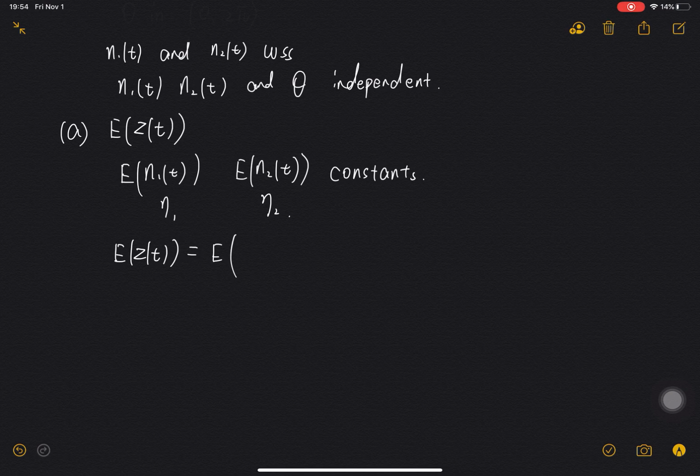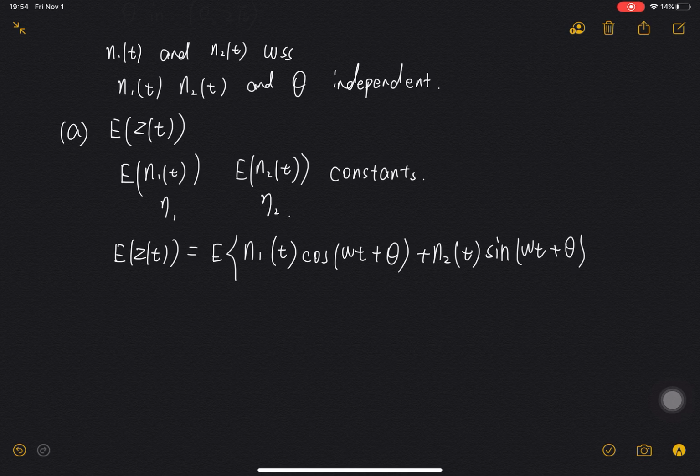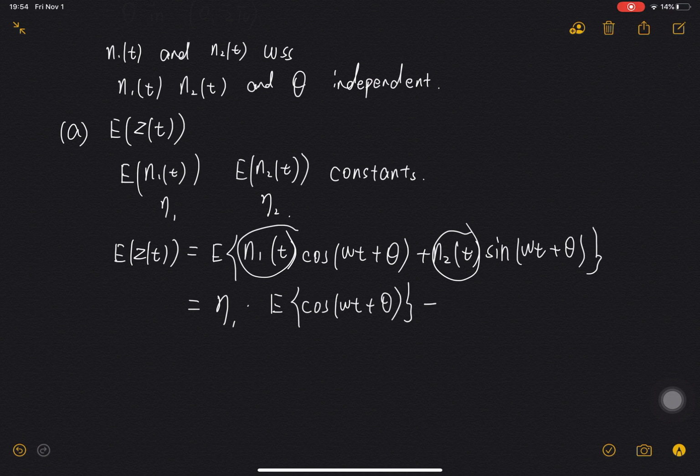The expectation of n1(t) cosine(ωt + θ) plus n2(t) sine(ωt + θ), and this is, we can take this expectation of n1(t) and n2(t) out as eta 1 times expectation of cosine(ωt + θ) plus eta 2 expectation of sine(ωt + θ).